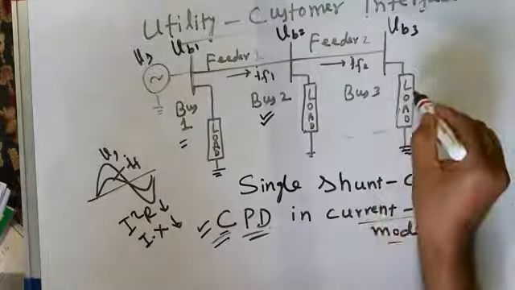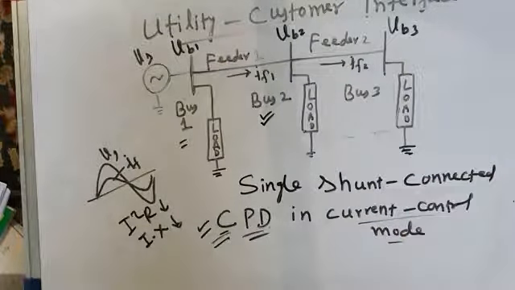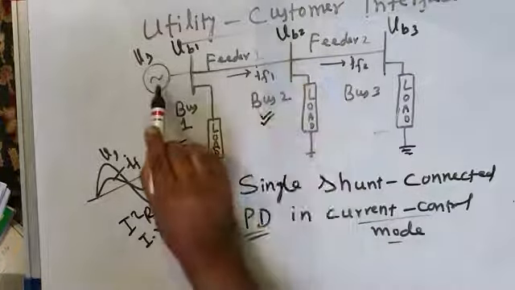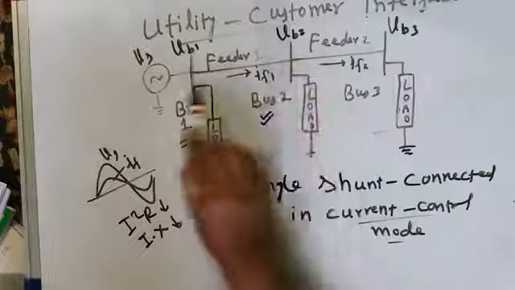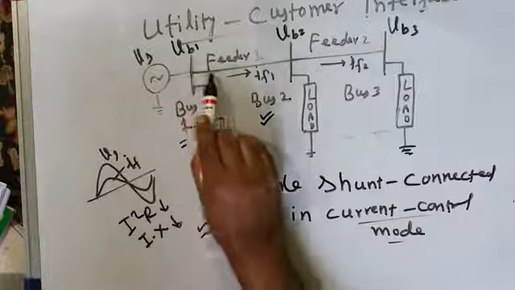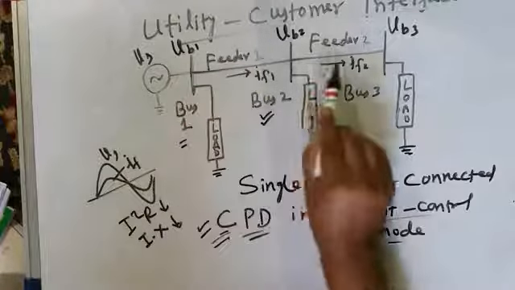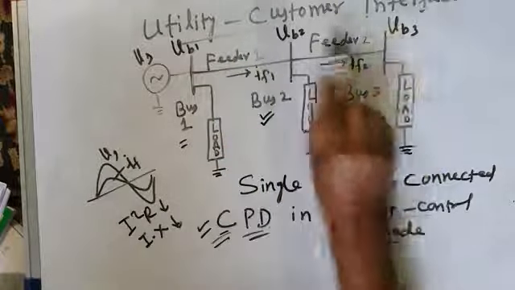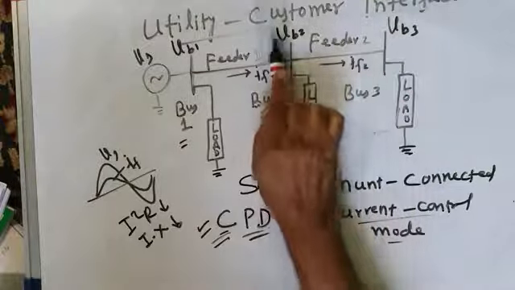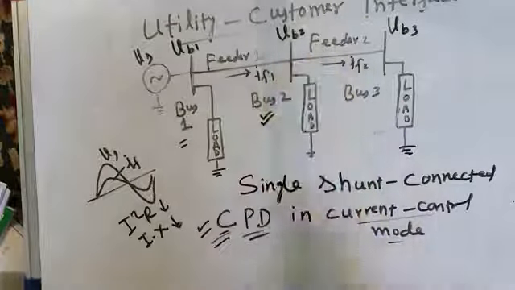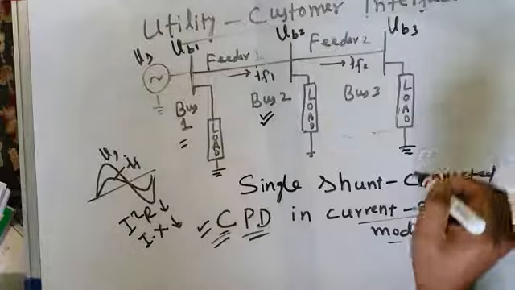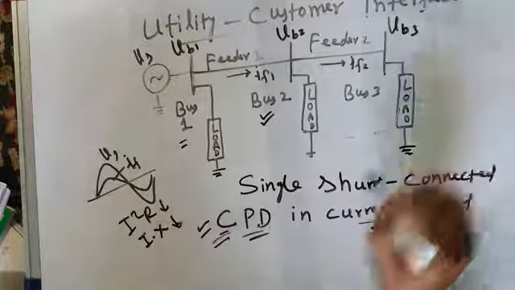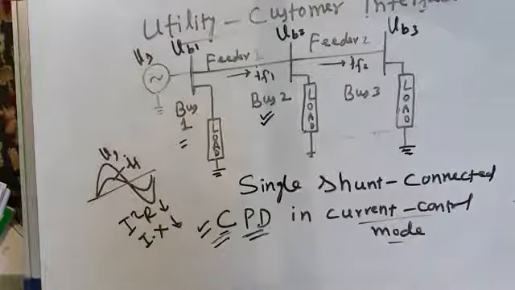The load current is drawing a large number of harmonics. Earlier those harmonics were being supplied by the source, and these harmonics were flowing all the way through these feeders, causing harmonic voltage drops and hence distorted voltages VB1, VB2 and VB3. But now these harmonics will not come from source. Harmonics will be compensated by this custom power device itself.